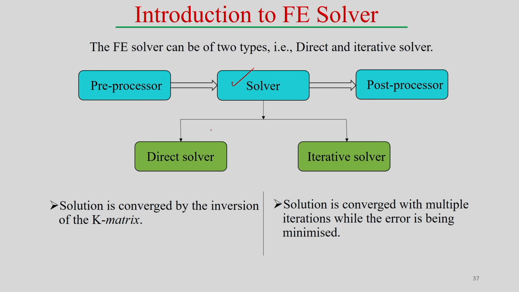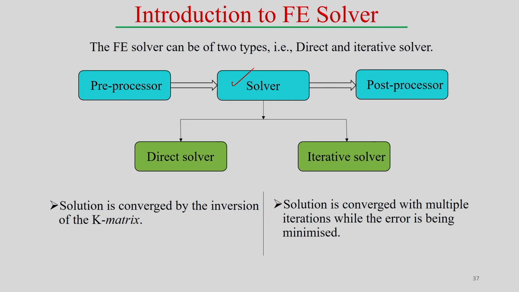So the solver can be a direct solver or an iterative solver. Direct solver means the solution is obtained by the inversion of the K matrix. Iterative solver means the solution is converged with multiple iterations, with the error being minimized. We assume some initial value of the solution, then follow some strategy or algorithm to get the next value and compare it with the previous value. That is why we calculate the result in an iterative way.